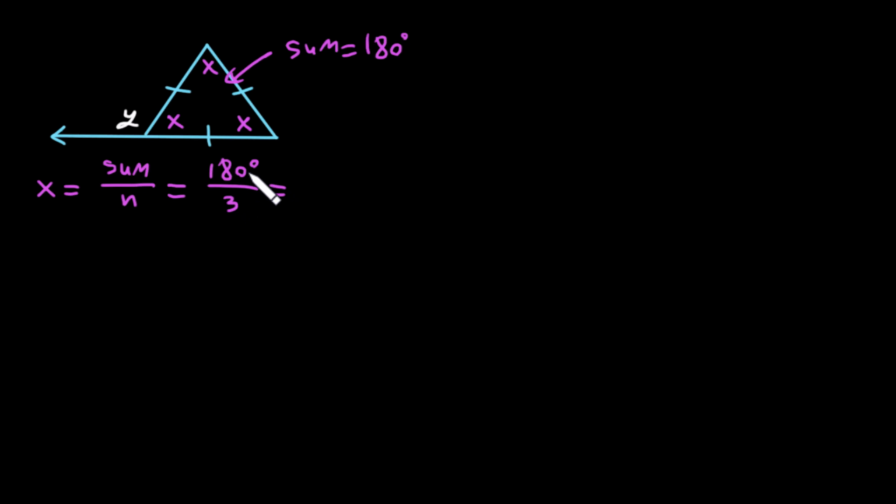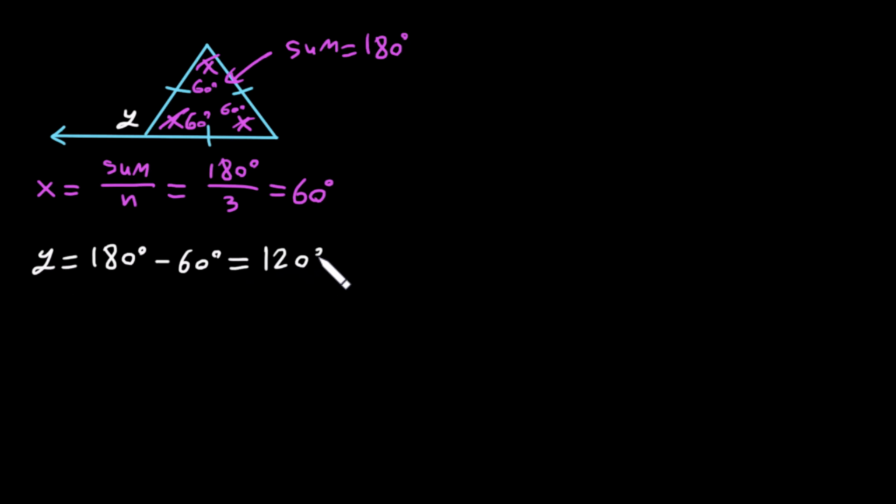So 180 degrees divided by 3, it's like 18 divided by 3, which is 6, and we put 0 here. So this x is 60 degrees, and the same thing here, 60 degrees, and this one 60 degrees. Now to find this y, it's very simple. We know this equals 180 degrees. So to find this y, we say 180 degrees minus this 60 degrees. So y equals 180 degrees minus 60 degrees, which is 120 degrees.